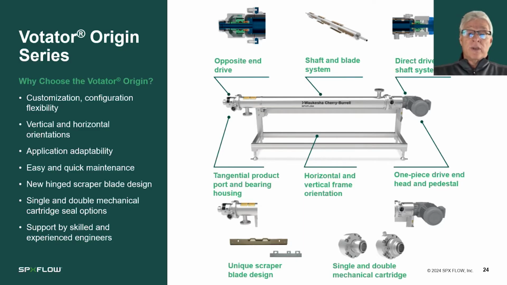We did introduce some new technology from the WCB side, and we incorporated a shaft and blade system. We've done all of the testing internally to make sure that we get good heat transfer performance. We have both single and double mechanical seals because some of these processes simply need to have that. And it's supported by our field service people as well.